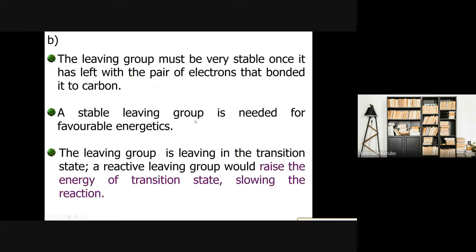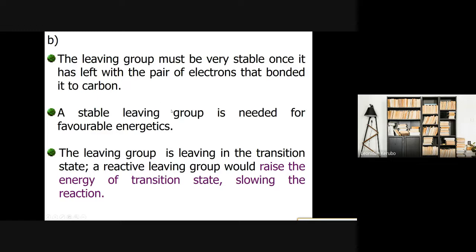Number two, the leaving group must be very stable once it has left with the pair of electrons that bonded it to the electrophilic carbon. A stable leaving group is needed for favorable energetics. A leaving group which is stable is very important as compared to those which are not stable. The leaving group is leaving at the transition state, and a reactive leaving group would raise the energy of the transition state, slowing down the reaction.